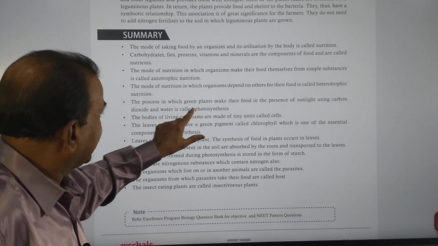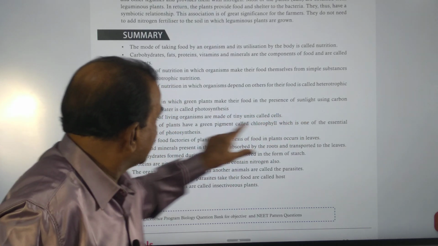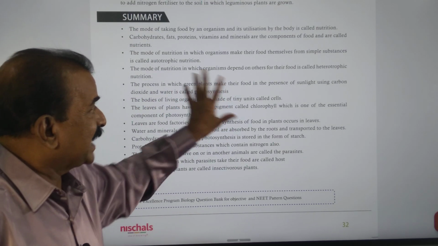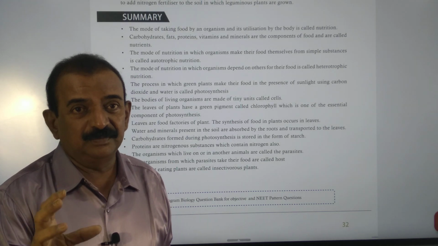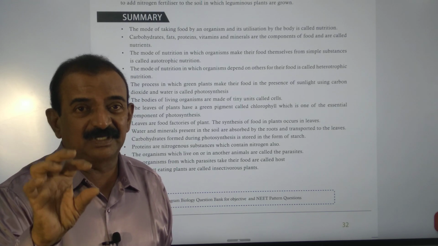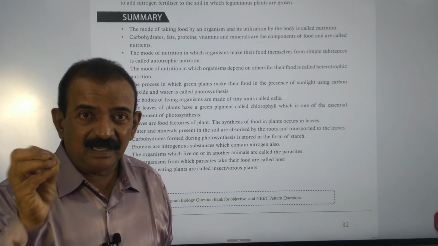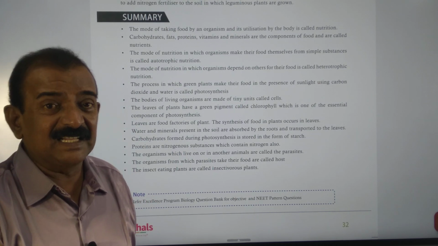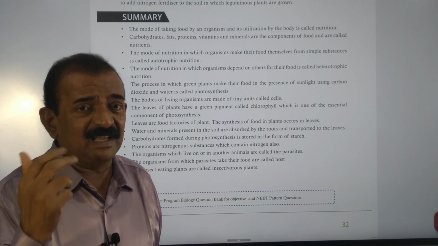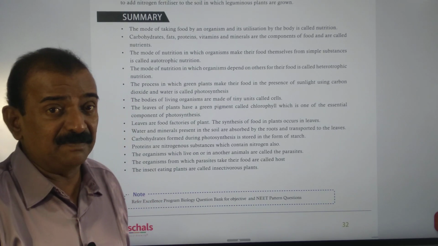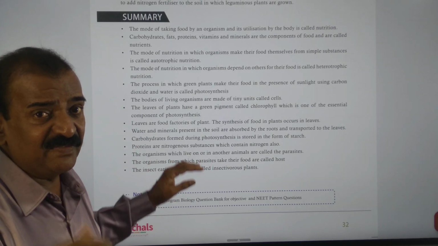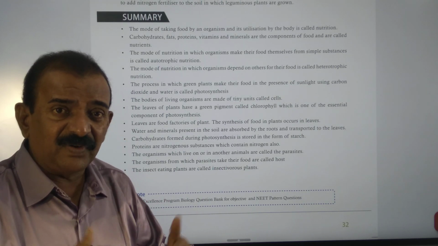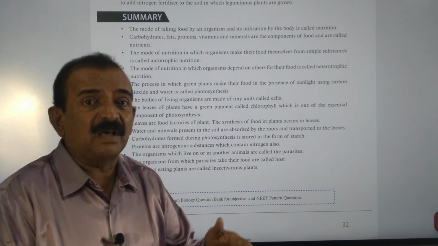Next, the process in which green plants make their food in the presence of sunlight using carbon dioxide is called photosynthesis. The bodies of living organisms are made up of tiny units called cells. I told you about the structural and functional units of living organisms. A cell consists of cell organelles, which help to perform different metabolic activities. Cells form tissues, tissues form organs, organs form organ systems, and organ systems form an organism.